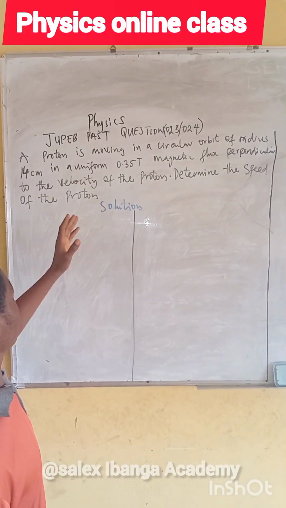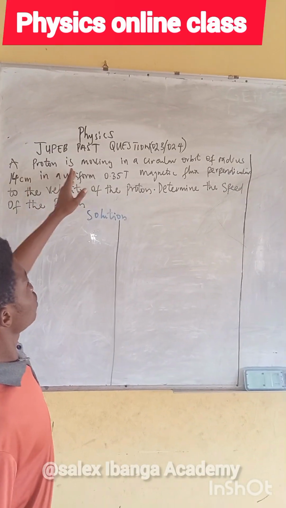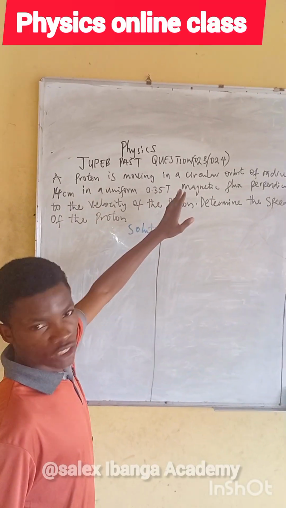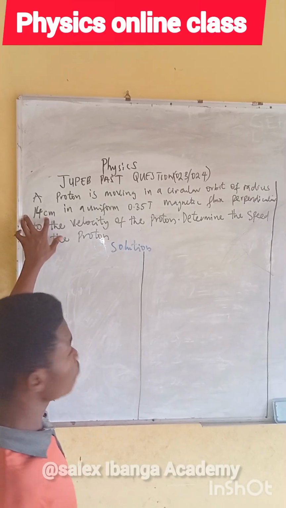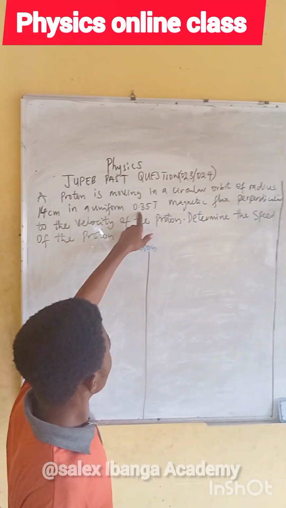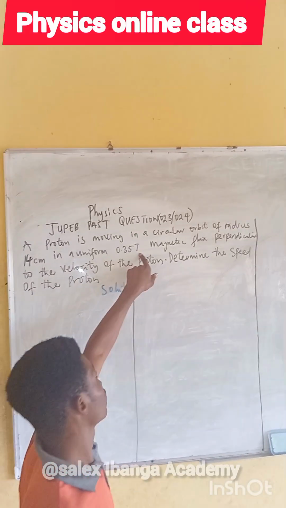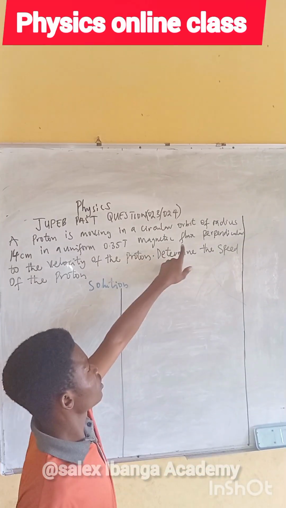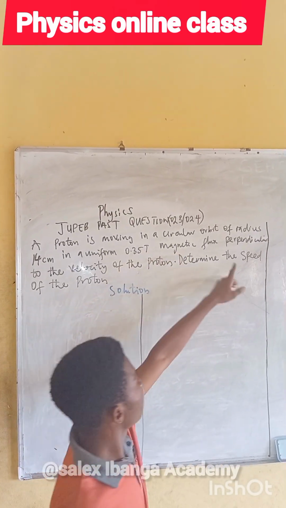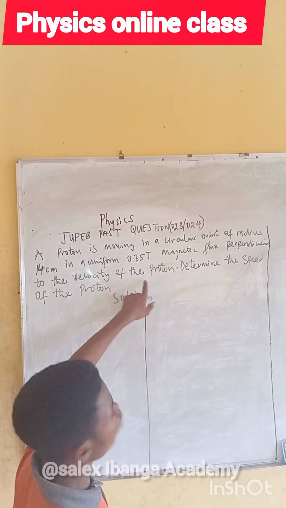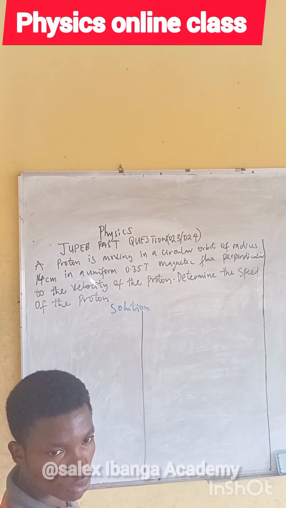Let's look at this simple question of physics. The question says a proton is moving in a circular orbit of radius 14 cm in a uniform magnetic field of 0.35 Tesla. This is called Tesla, capital T, the unit of magnetic flux. The field is perpendicular to the velocity of the proton. Determine the speed of the proton.